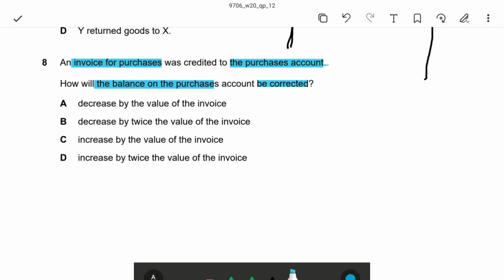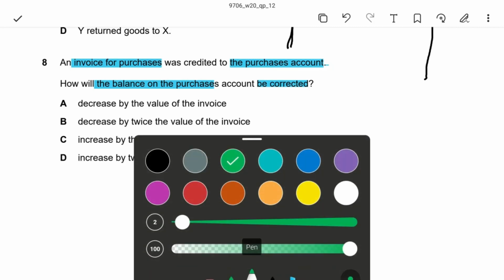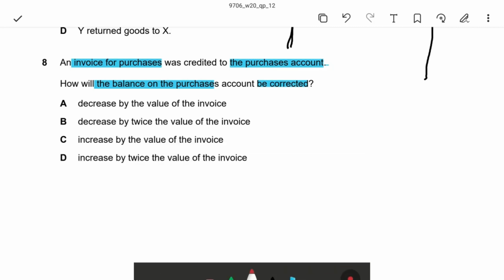Here the mistake is of two types. The first mistake is that the purchase is not debited. They are not debited, while what have they done? They have credited. Here, how to correct? The correction, we have to remove this and we have to add this. So, removing the credit means you should put it on the debit side. Removing the purchase is not ended.